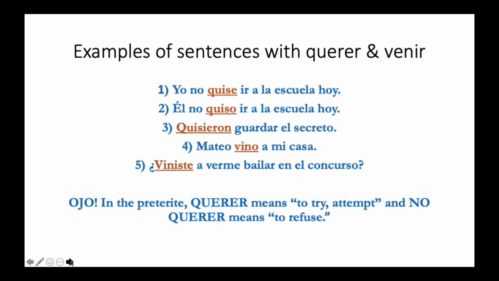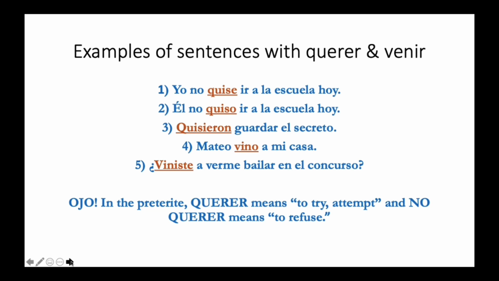Yo no quise ir a la escuela hoy. I refused to go to school today. Él no quiso ir a la escuela hoy. He refused to go to school today. Quisieron guardar el secreto. They attempted to keep the secret. This insinuates that they were not able to keep the secret. They tried, but that's not what happened.